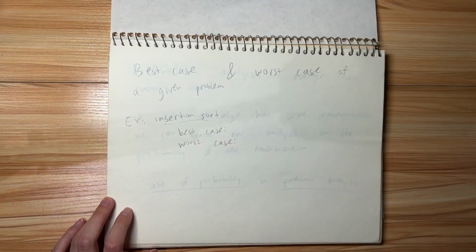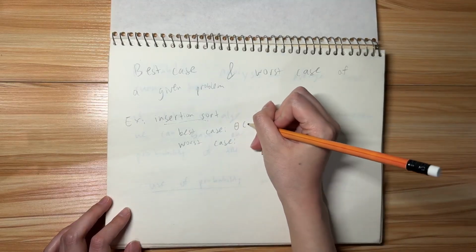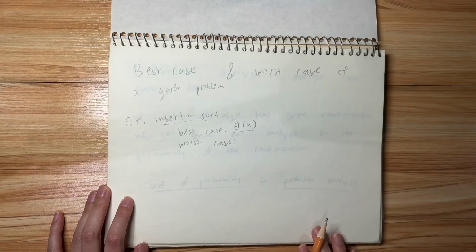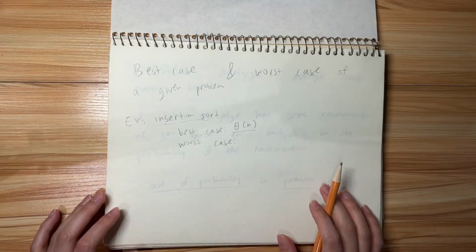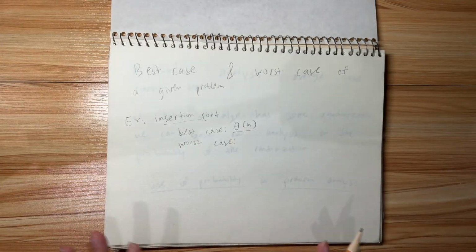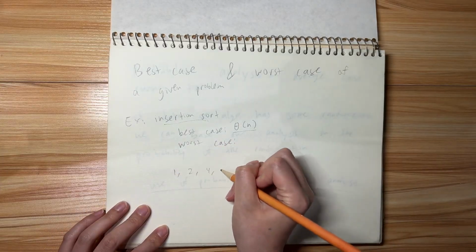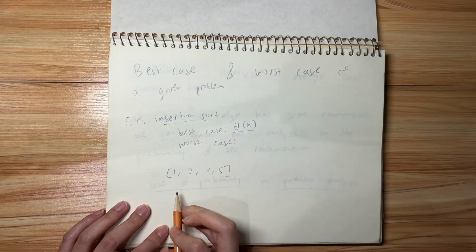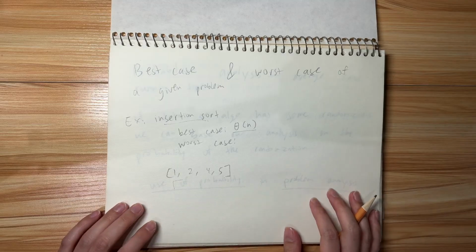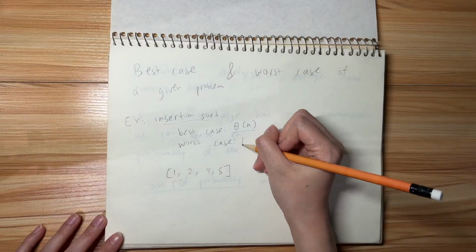The best case of insertion sort is theta n, which is linear. This is because if your input is already sorted, then you just have to go over the list once and you don't need to swap at all. It's great, right? If you have, let's say, 1, 2, 4, 5, your loop just goes through it once, and you're like, great, I don't need to swap anything.